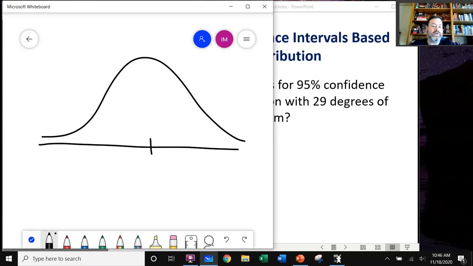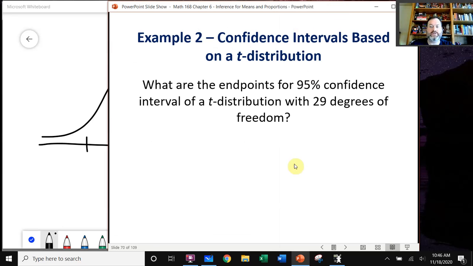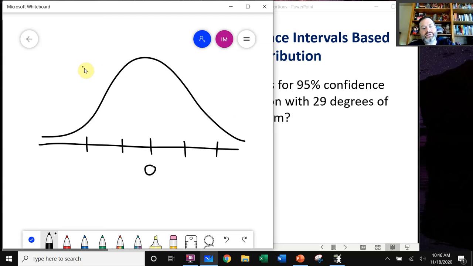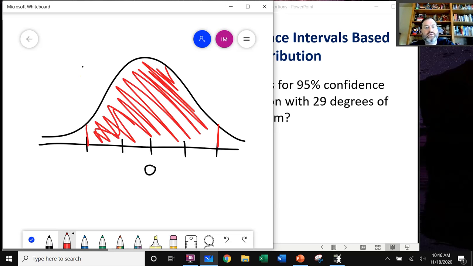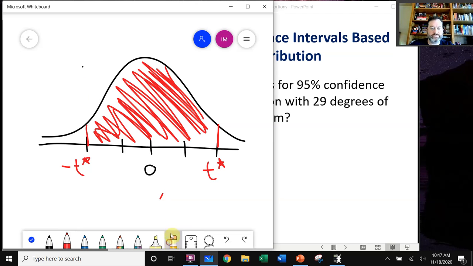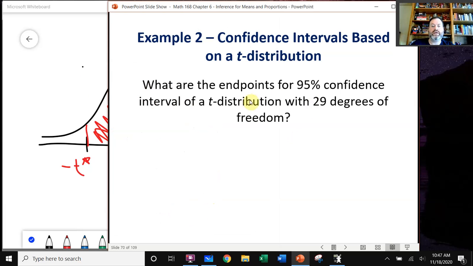It kind of looks like a normal distribution, right? We're just not going to label the standard deviations. We're only labeling the center. And then notice it says 95% confidence, right? Well, it's again very similar. So it's still like the middle 95%. So it's going to be around plus or minus 2. So we're looking for t star. And then over here, this is negative t star, right? So that's what we're looking for. So this is how you do it.